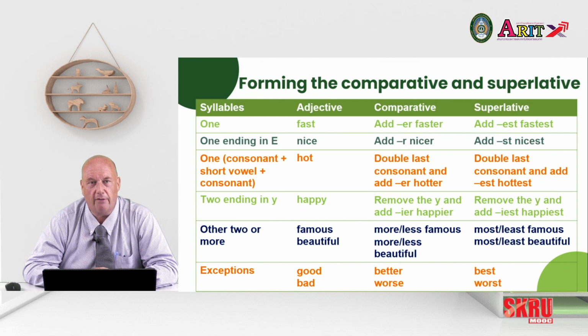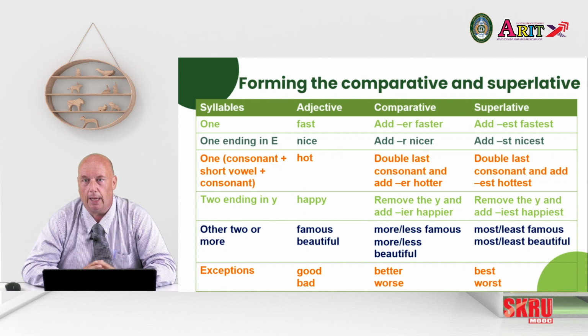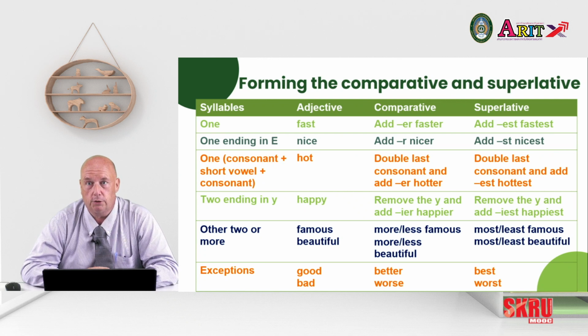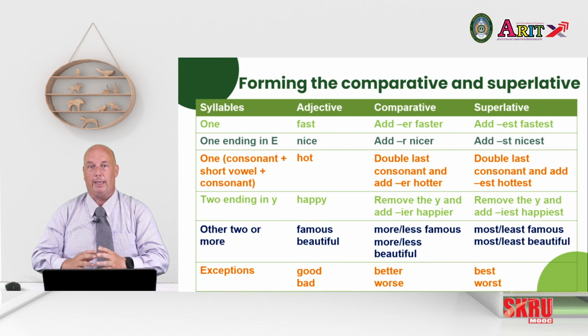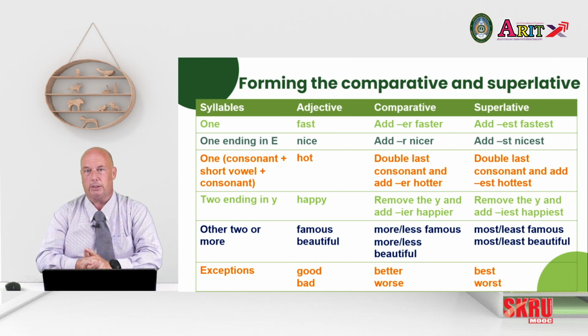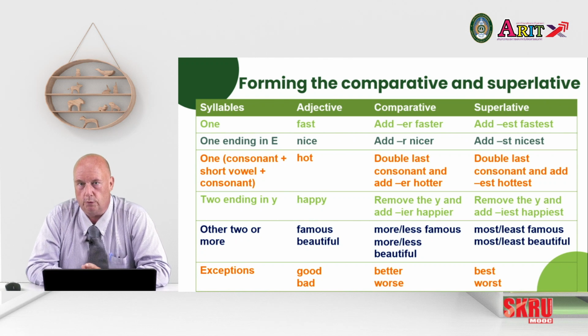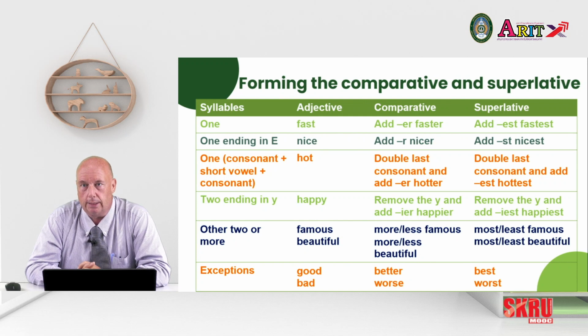If it is one syllable, we normally add ER to make comparative or EST for superlative. Big, bigger, fast, faster, long, longer. Big, biggest, fastest, longest, tallest. If the adjective already ends in an E, then we just add R or ST. You don't need to add a second E. Nice, nicer, nicest.